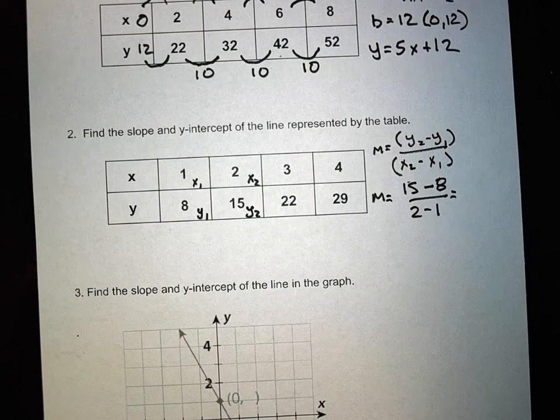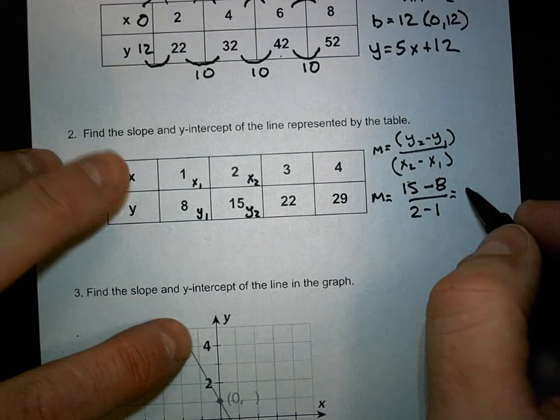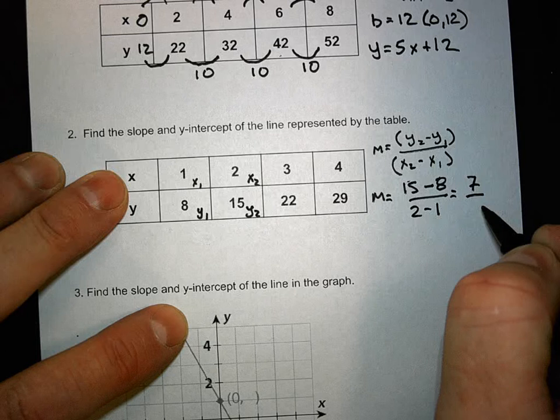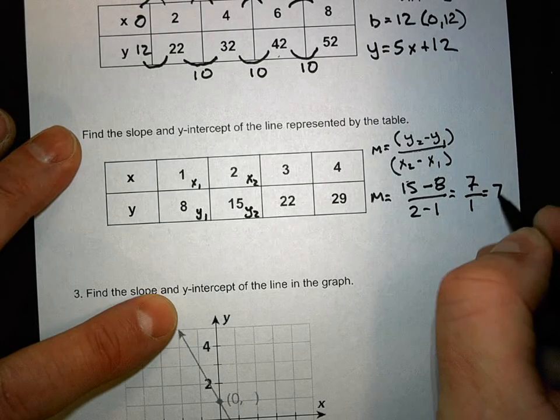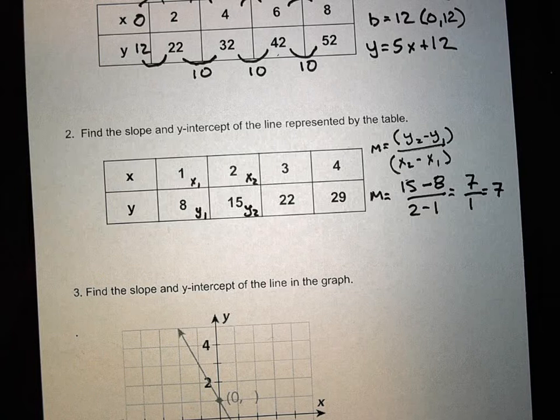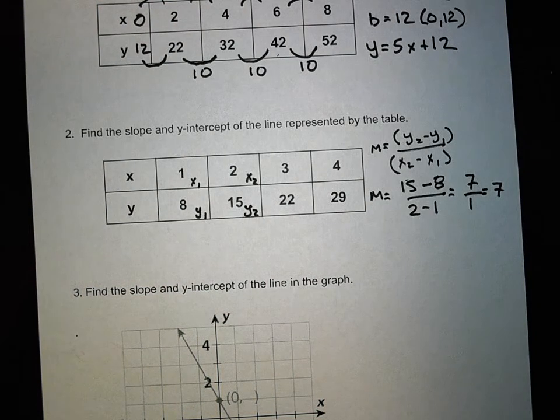What's 15 minus 8? 7. And what's 2 minus 1? 1. And 7 over 1 equals? 7. So let's take another way to find b.